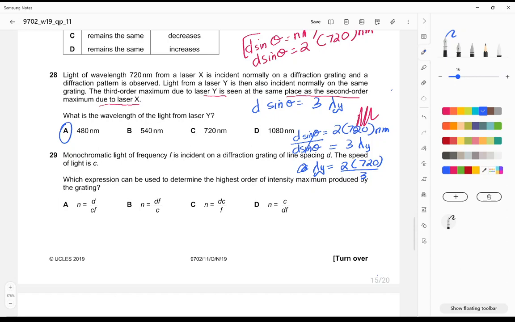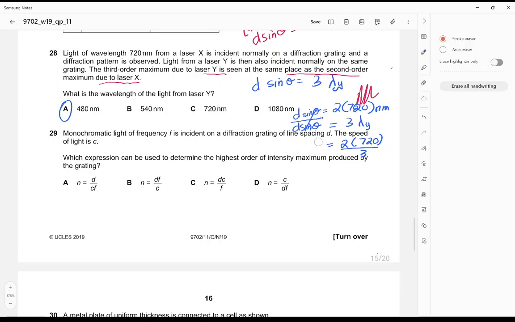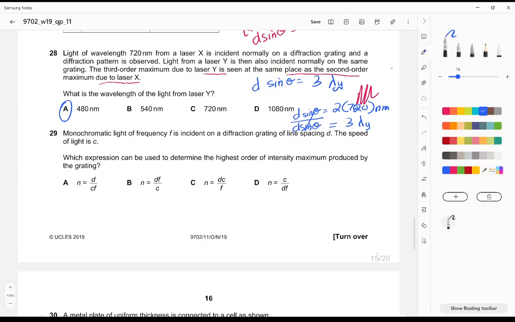Anyways, let's move on to question number 29. I'm just going to erase this so that I don't mess up this question. Monochromatic light of frequency f is incident on a diffraction grating of line spacing d. The speed of light is c. Which expression can be used to determine the highest order of intensity maxima produced by the grating?